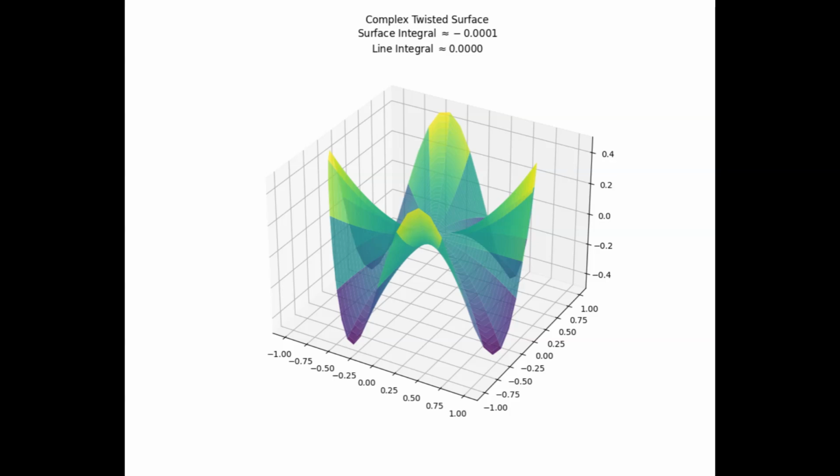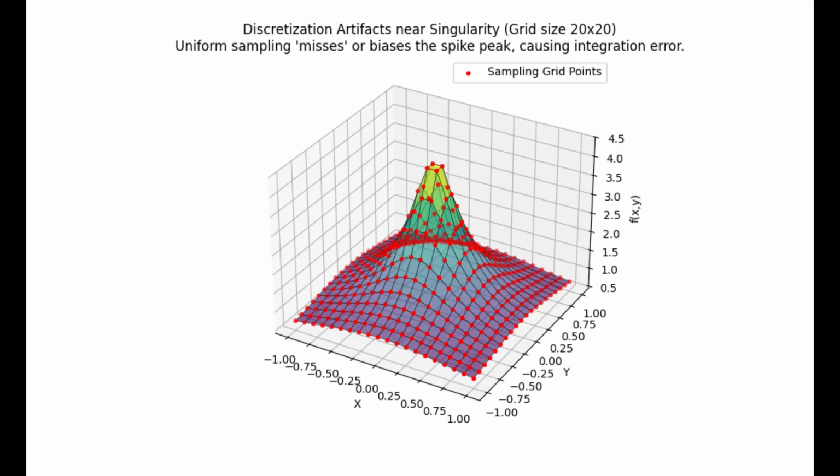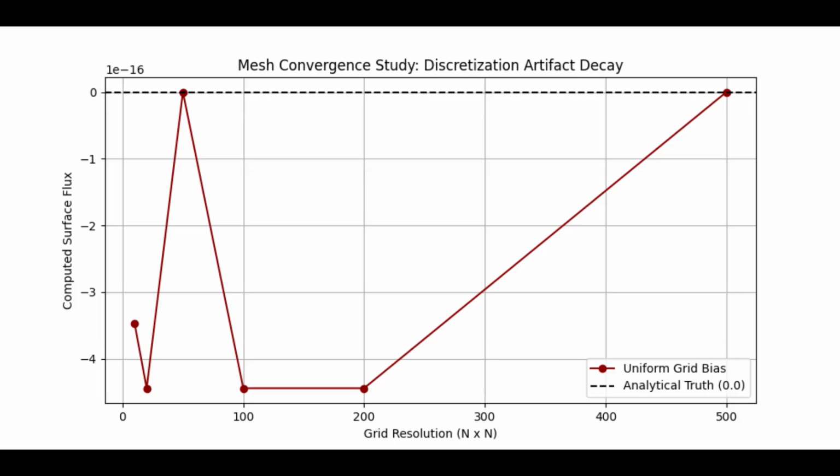The jagged landscape. Even when the terrain is as rugged as a mountain range with unpredictable slopes, the internal tally remains consistent with the boundary. The twisted petal bowl. Even when the surface bends upwards and downwards in complex waves, the positive and negative twists cancel each other out perfectly.